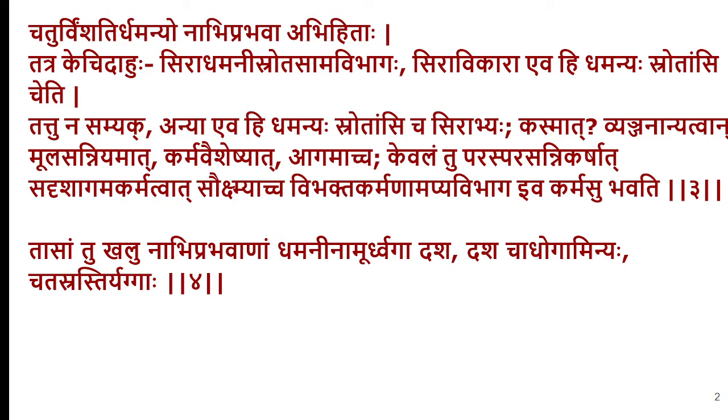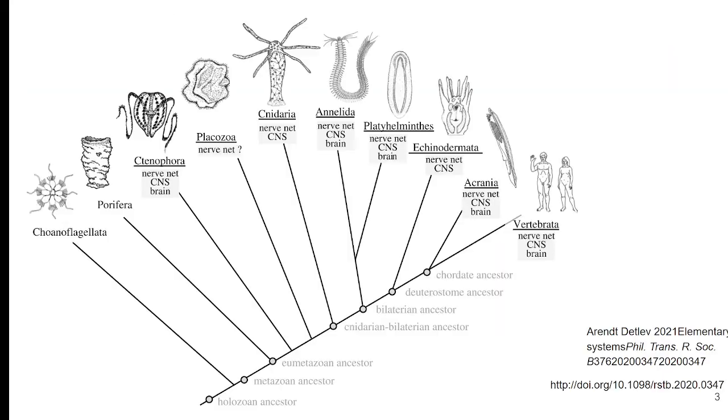Now, among those 24 Dhamanis, the ones originating from the Nabhi: ten go upward, ten go downward, and four run transversely. The Nabhi, the abdomen, is considered as the Mula for the Dhamani, and also for the Sira. Nabhi is considered as a Mula.